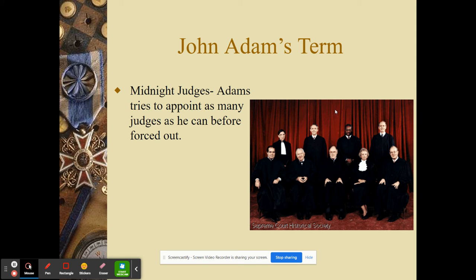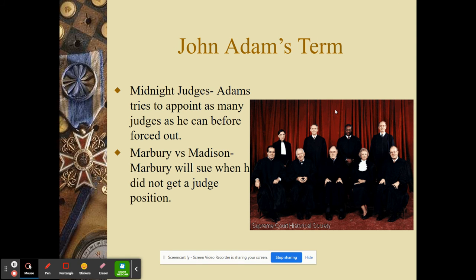And then we're going to see a thing called Marbury versus Madison. Adams tries to appoint as many judges as he can at the very end. He's leaving office, and he says, I want to fill every seat I can. And one of these people was a man named Marbury. Well, Madison comes in. Madison becomes the new president, opposite political party. He won't seat Marbury. Marbury then sues Madison. He goes all the way to the Supreme Court.